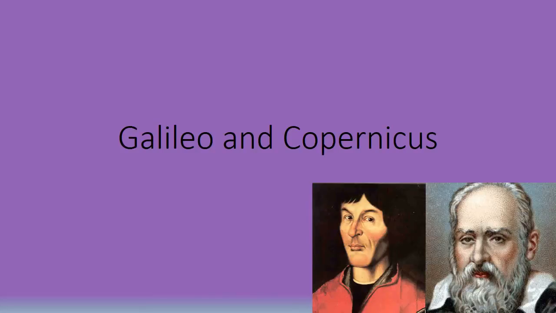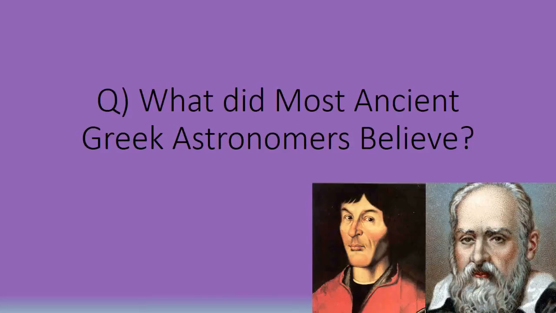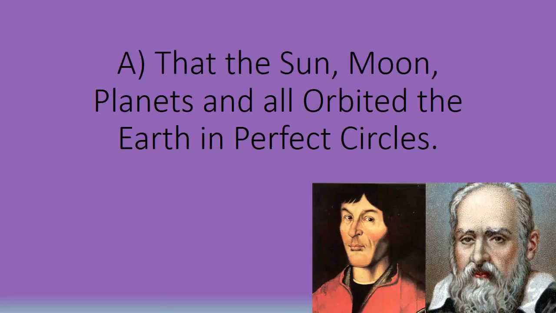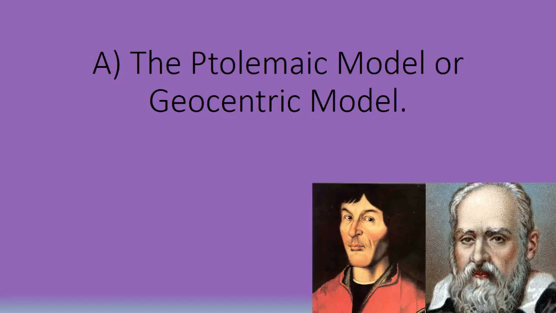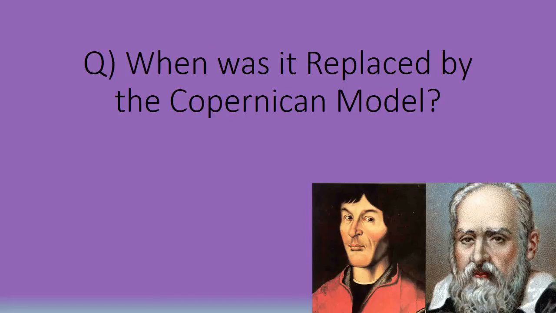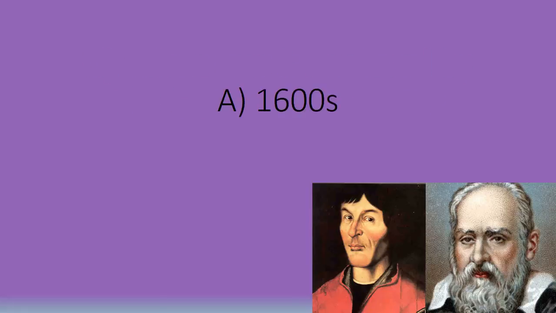Galileo and Copernicus. What did most ancient Greek astronomers believe? That the sun, moon, and planets all orbited the Earth in perfect circles. What was this known as? The Ptolemaic model and the Geocentric model. When was it replaced by the Copernican model? In the 1600s.